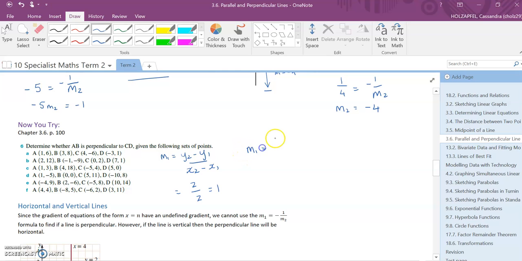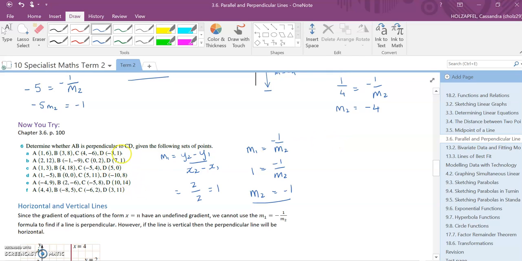So M1 is equal to the negative reciprocal of our second line. So 1 should be equal to negative 1 over M2. Now if I multiply both sides by M2, then my gradient for my second line should be equal to negative 1. And if it is equal to negative 1, it's perpendicular. All right, let's find the gradient of that second line now, the line CD.